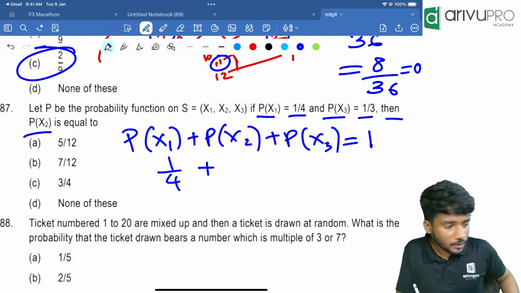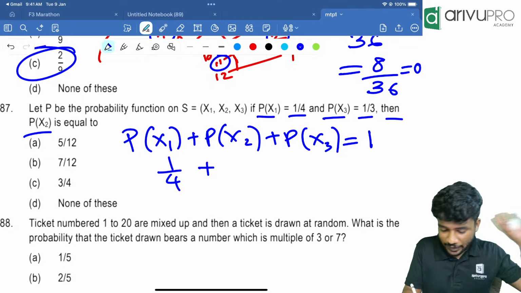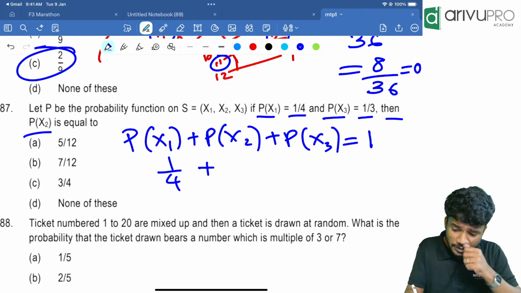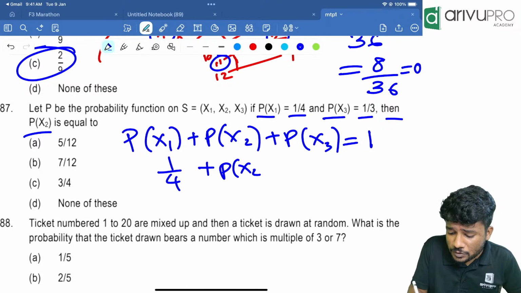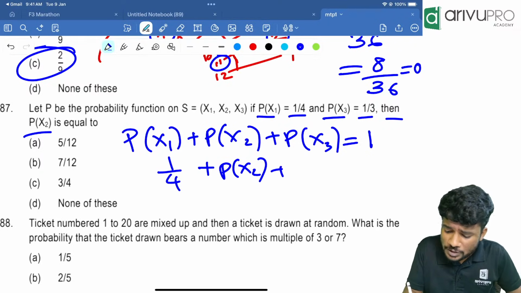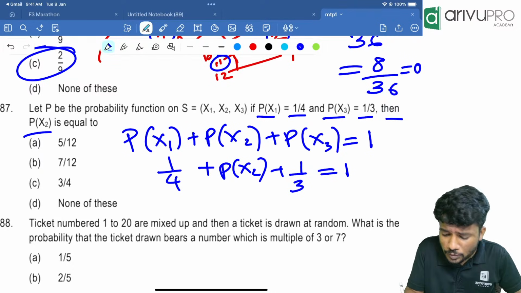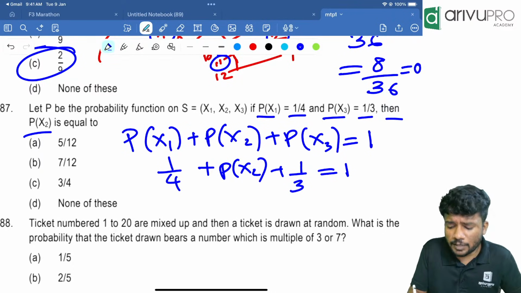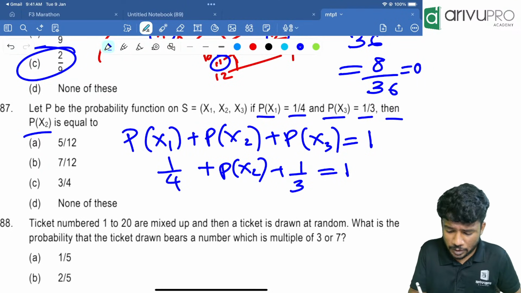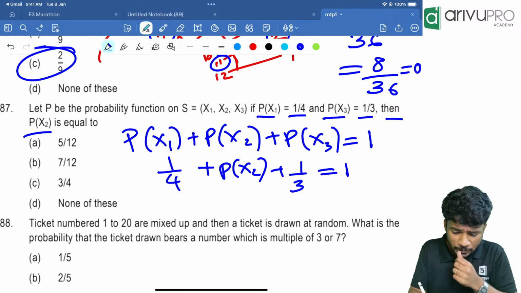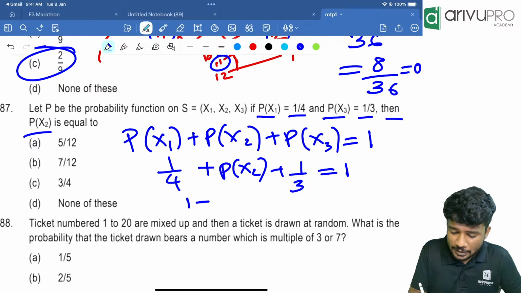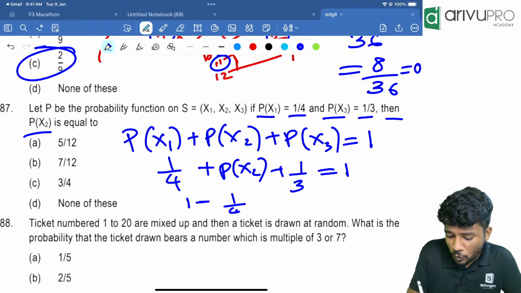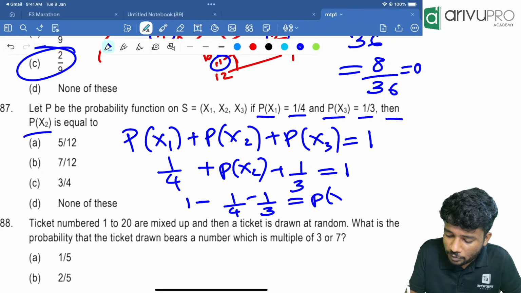Yes, 1 by 4. Then P of x2, we need to find P of x2. Then P of x3 is 1 by 3, which is equal to 1. Now either you can use calculator or LCM. So 1 by 4 and 1 by 3, that will become 1 by 12, right? I'm taking this 1 to this side. That means 1 minus 1 by 4 minus 1 by 3 is equal to P of x2.